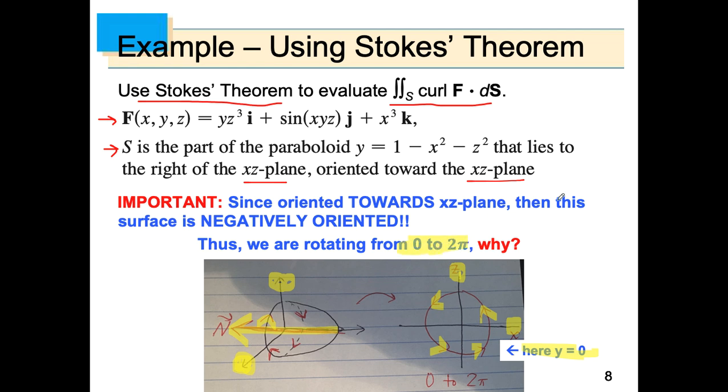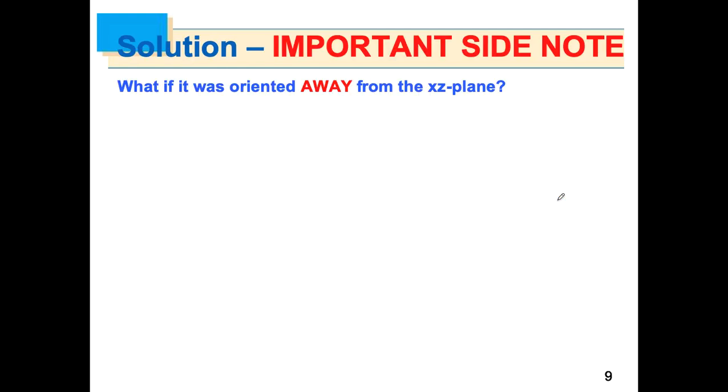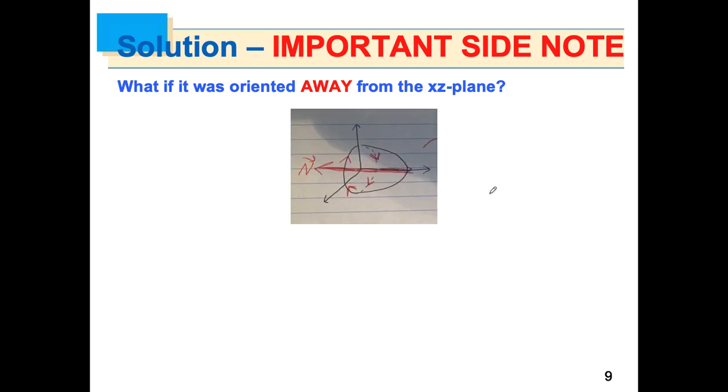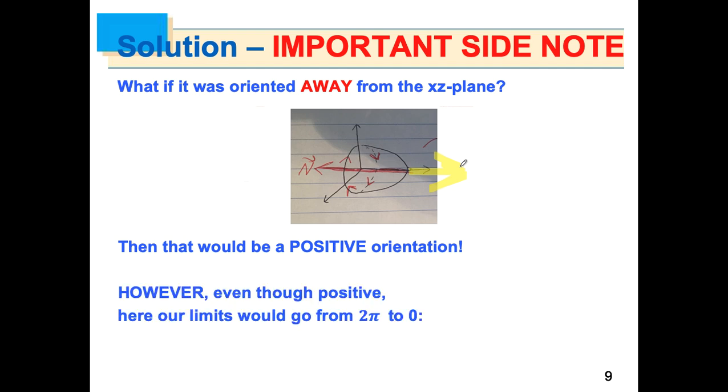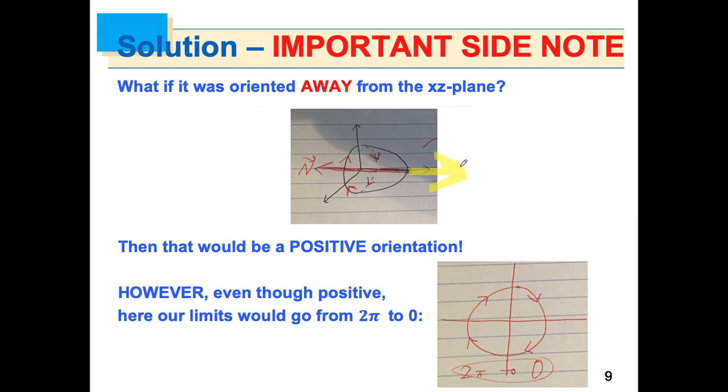Now, as a little contrast, a side note: what if my surface was oriented away from the xz plane? So here's my picture again. What if we were going this way instead? If we're oriented away from the xz plane, then that would be a positive orientation. But even though it's a positive orientation, that means our limits would go from 2 pi to 0 in this picture here.